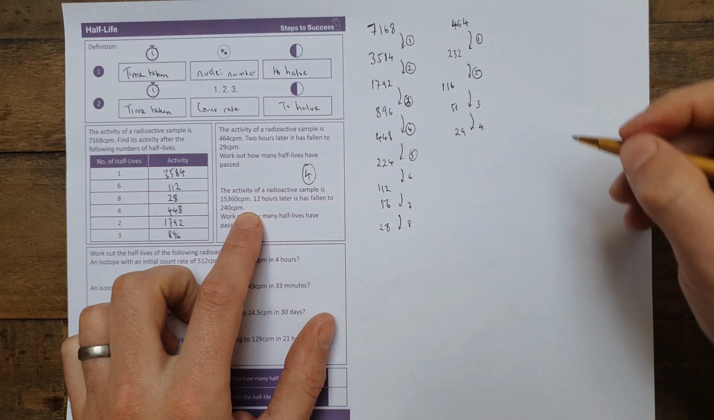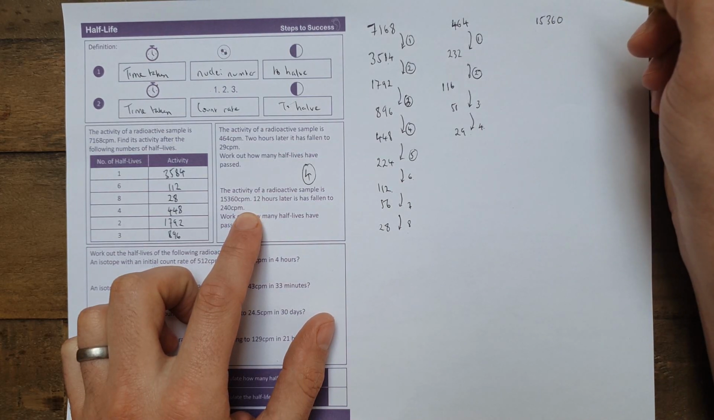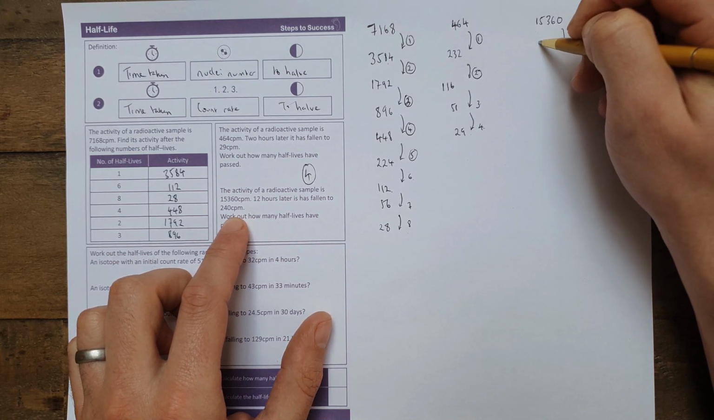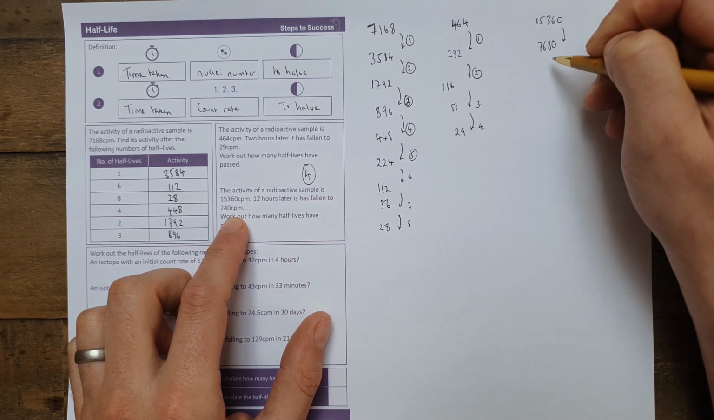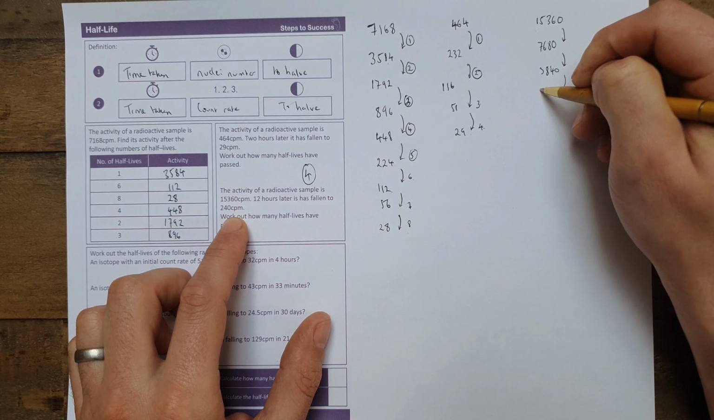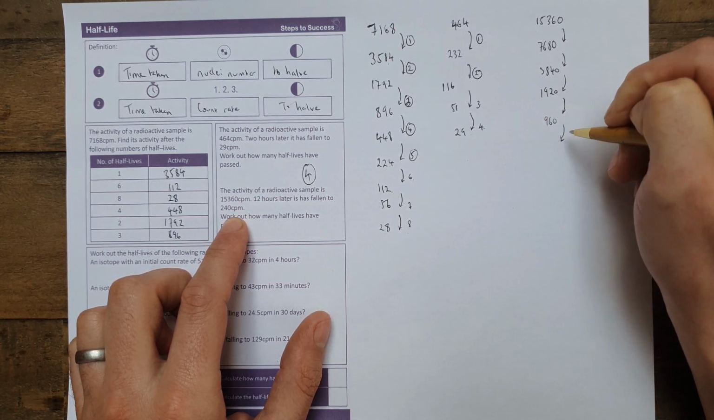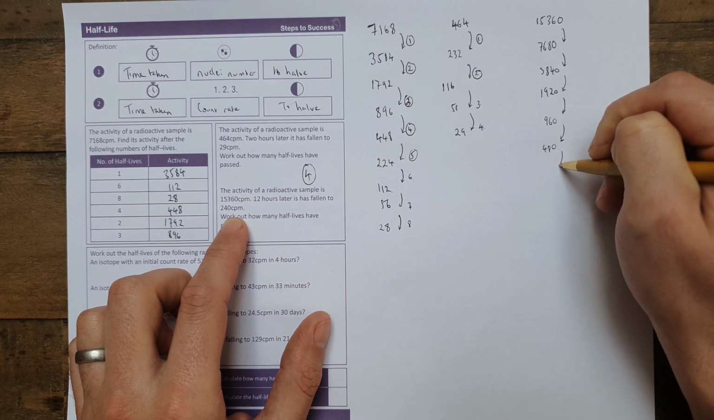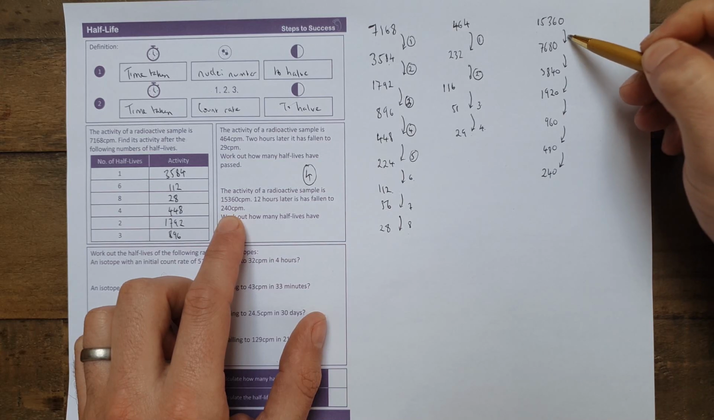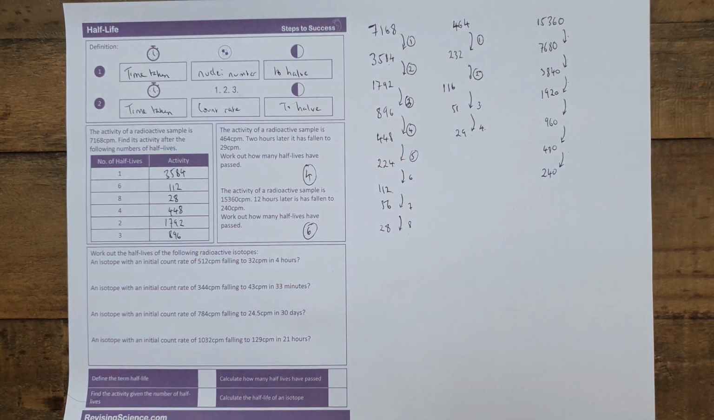In this question here, exactly the same process. So this time we know it started off at 15,360, and 12 hours later it's fallen to 240. So again, if we keep halving it, it's 7,680, 3,840, 1,920, 960, 480, and finally 240, which is what we're looking for. And we can see that's 1, 2, 3, 4, 5, 6 half-lives.